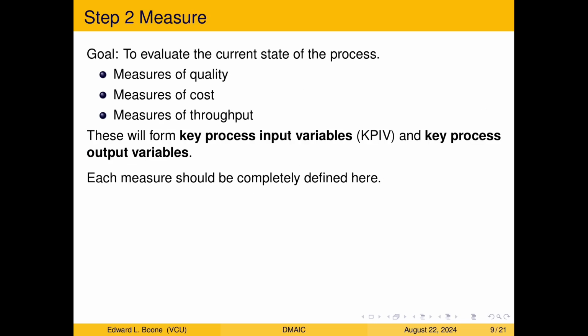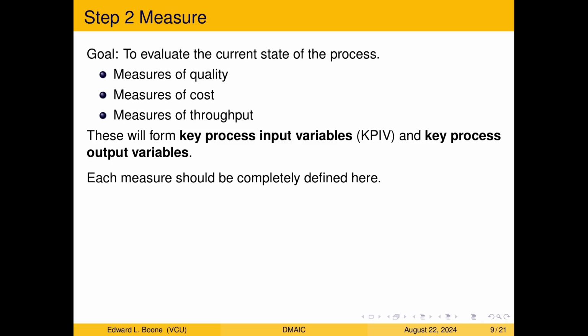Okay, then once we've completed this toll gate, we would go to the next step, which is measure. Okay, and what we want to do is get a sense of what the current state of the process is. So we're going to look at some measures of quality, measures of cost, measures of throughput. These will be what are called KPIVs or KPOVs: key process input variables, key process output variables.